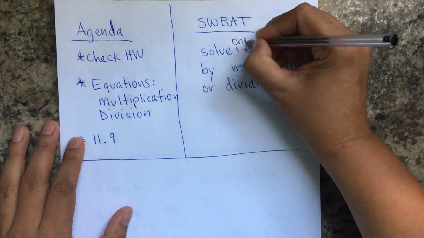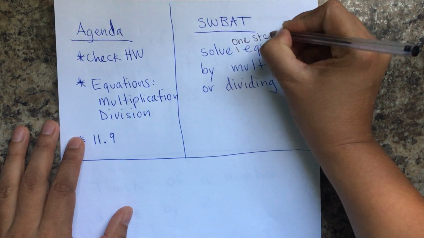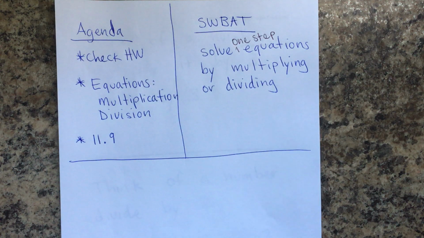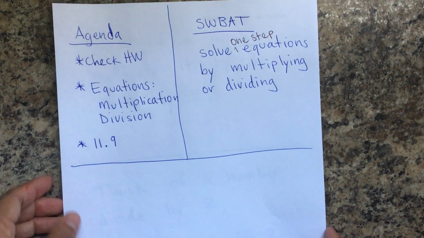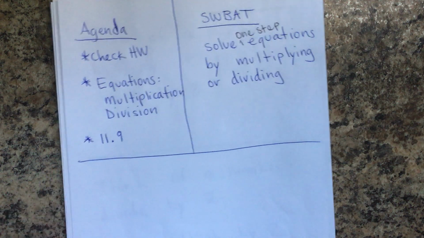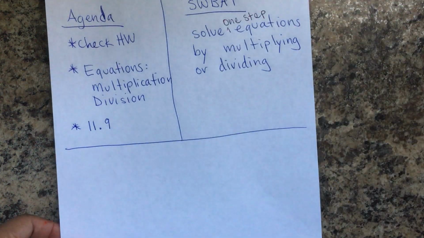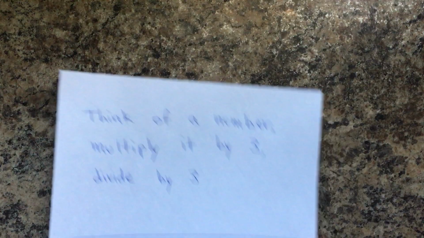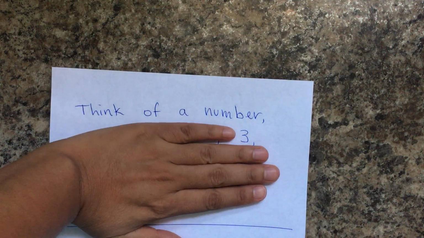So one step equations. It means that you only take one step, because later on we'll be doing more than one step. Two step and then multiple. Okay, so before we start, I want you to think of a number.